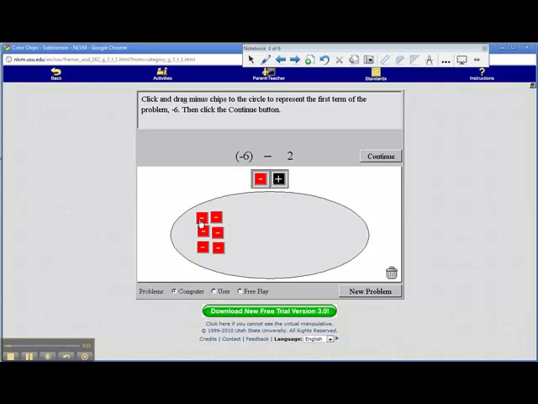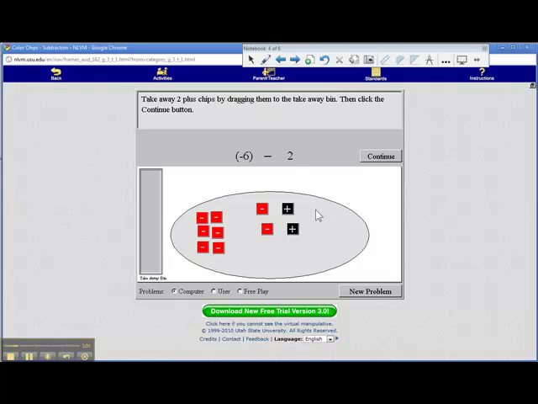So let's press continue, and now we have to bring in some pairs. These are called neutral sets. A positive and negative, they balance each other out, just like negative 2 and positive 2 equals 0. They balance each other out. So here's what we're going to do. We're going to drag 1 pair, 2 pair, because I need enough to take away 2 positives. I could drag more in, and they wouldn't count because they balance each other out. They'd be kind of invisible. But we're going to just bring in 2, because I only need 2.